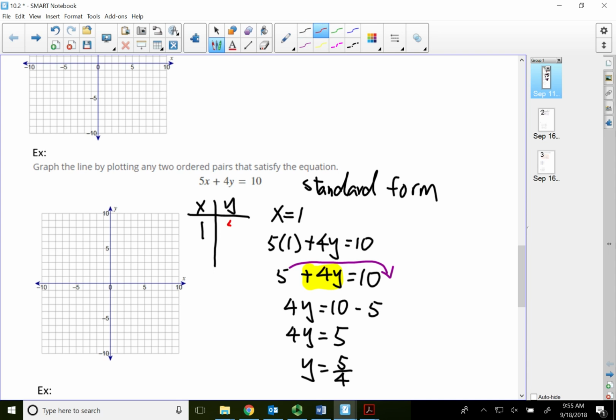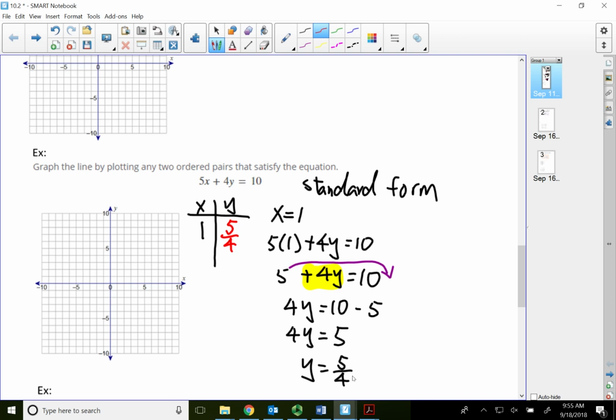It's just a little bit hard to plot this coordinate, 1 comma 5 over 4, because it's hard to find where it is. So there's nothing wrong with this. It's just hard to plot. There's definitely nothing wrong with this coordinate. This coordinate is on the line. It is hard to actually plot.